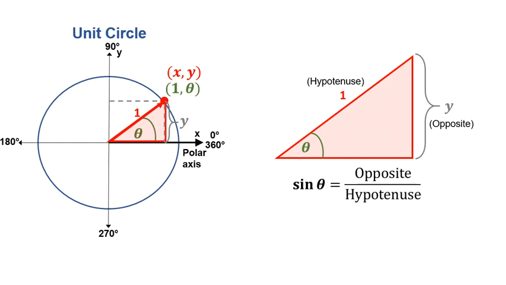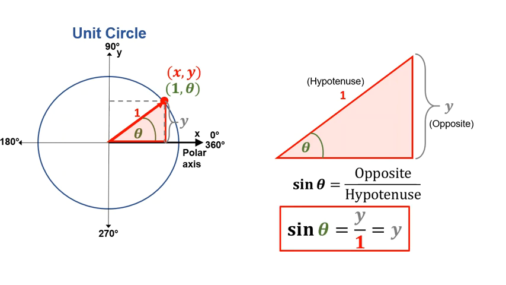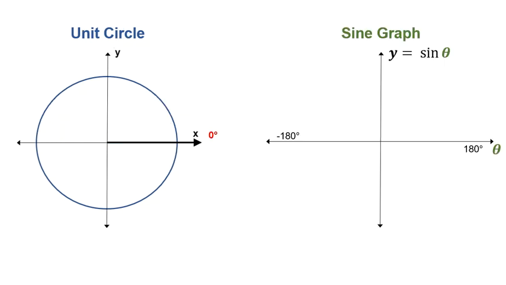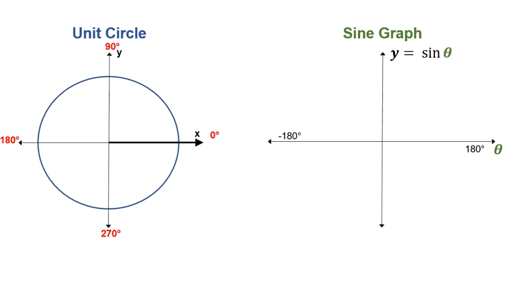The relationship sine is given by the length of the opposite side to the length of the hypotenuse. Sine of theta in this case will therefore be y over 1, or just y. Let's now go back to the unit circle. As I said, we start with 0 degrees at the positive x-axis and then move around in a counterclockwise manner to obtain the other degrees.